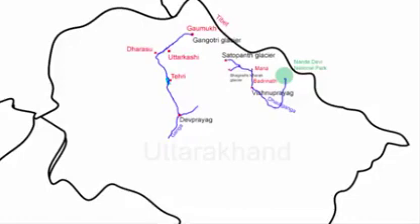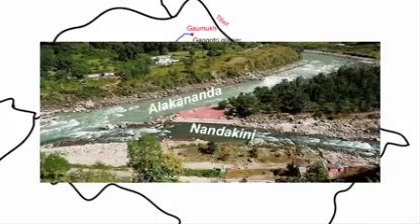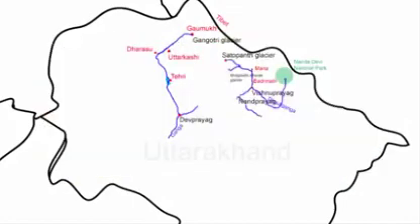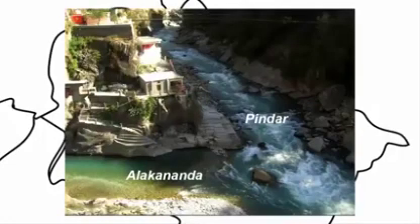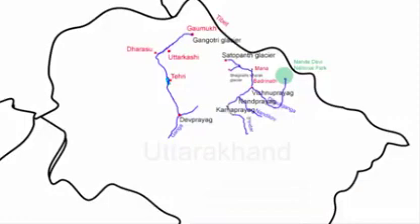From Vishnuprayag, the Alaknanda river flows towards the southwest direction for about 40 kilometers and reaches the town of Nandprayag. This is the place where the Nandakini river joins the Alaknanda river. So this is the second place of the Panchprayag. From Nandprayag, the Alaknanda river continues to flow southwest. In about 15 kilometers, it reaches the town of Karnaprayag. In this place, the Pindar river joins the Alaknanda river. Now this is the third place of the Panchprayag.